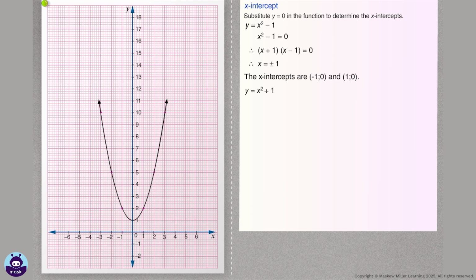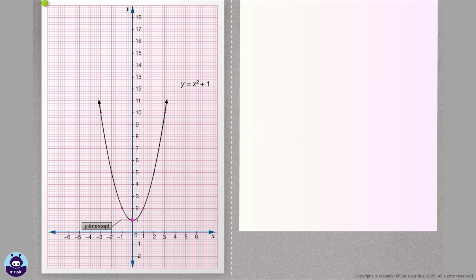If we consider the parabola y equals x squared plus 1, the y-intercept can be determined as the y-intercept is (0, 1). To find the x-intercepts, we set y equals 0. There is no real solution to this equation since the square of a real number cannot be negative. A parabola of the form y equals ax squared plus q may not have x-intercepts, but will always have one y-intercept.